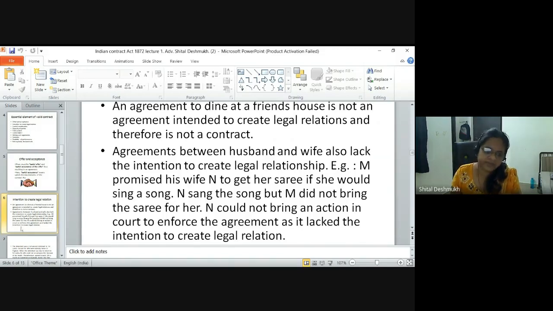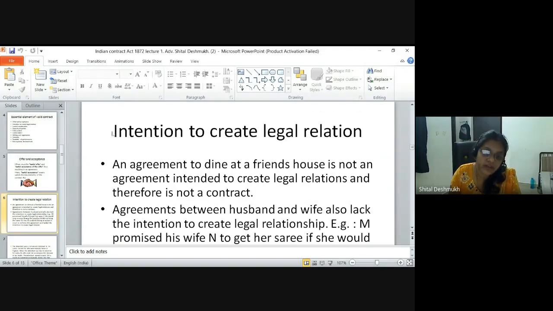Why? Because there is no intention to create a legal relationship. So agreements of a social or religious nature do not have the intention to create a legal relationship. So among the essential requirements of a valid contract, the intention to create a legal relationship is very important.